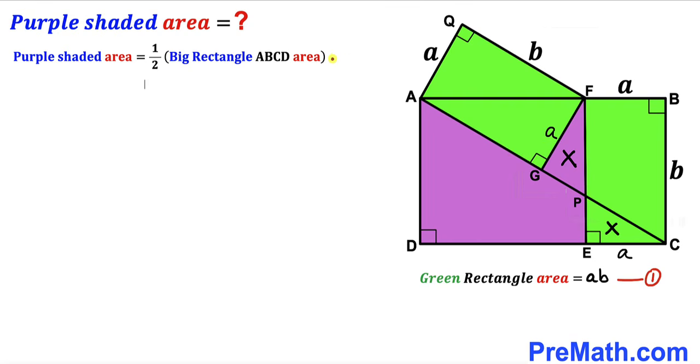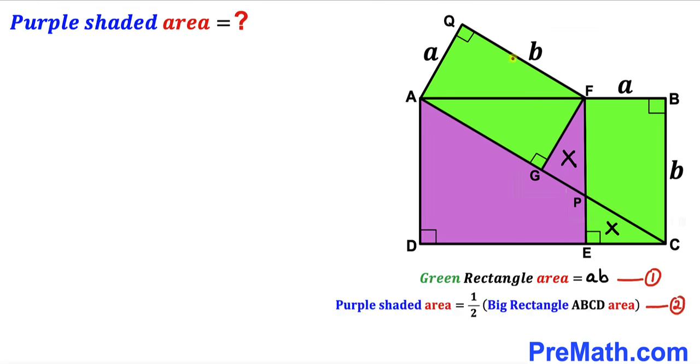And I'm going to label this one as our equation number 2. And now let's focus once again on this green rectangle. We know the area of this green rectangle is A times B. And moreover, we know that this AF is the diagonal of this green rectangle.